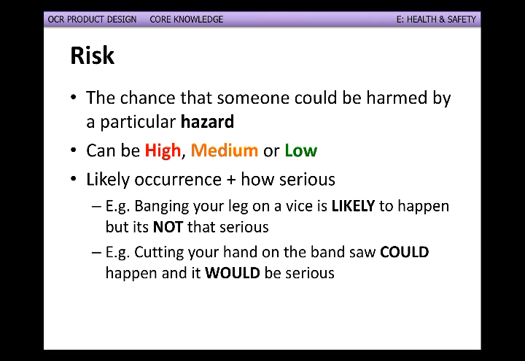For example, if you bang your leg on a vise, that's likely to happen, but it's not that serious. So you might say in terms of risk, that would be classed as low, whereas cutting your hand on the bandsaw could happen and it would be serious if it happened. However, we have things in place to hopefully stop that, so perhaps the risk may be medium. Certain tools may be classed as a high risk, but hopefully if you've taken steps to reduce all those things, then you should be fine to do them.